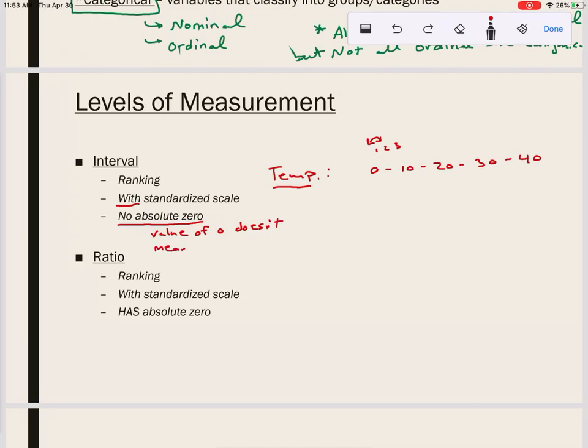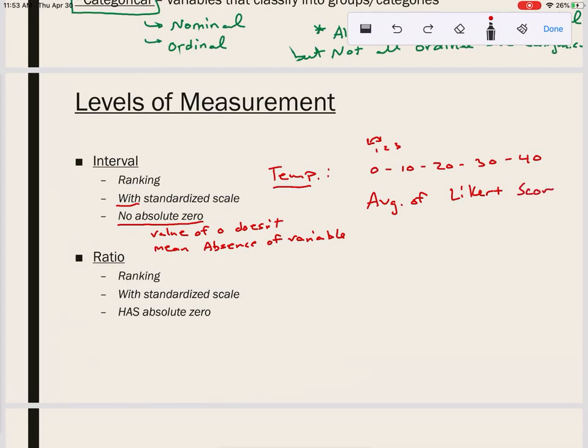Which means that if you get a value of 0, it doesn't mean absence of the variable. Temperature is probably the best example of this. If I get a temperature recording of 0, it doesn't mean that there's no temperature. It just means it's really cold.